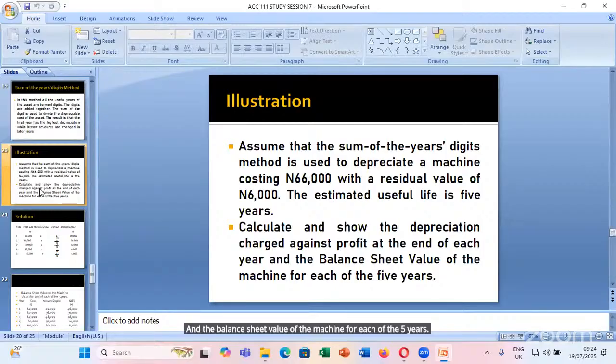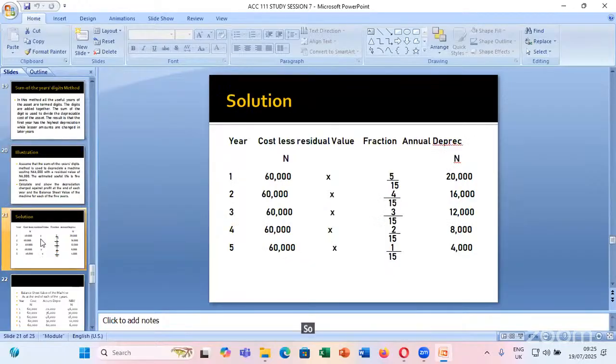So what would happen? 66,000 naira is the cost and the residual value is 6,000. What are we going to do? Somebody should just raise up his hand and tell me what we are going to do with the 66,000 and 6,000. We're going to deduct the residual value from the machine cost. Fantastic. That is the way to go about it. Let's look at the solution now. Because our time is fast spent, we have about 5 minutes left. So we have year 1, 2, 3, 4, and 5. We have deducted 6,000 from the 66,000 to have 60,000.